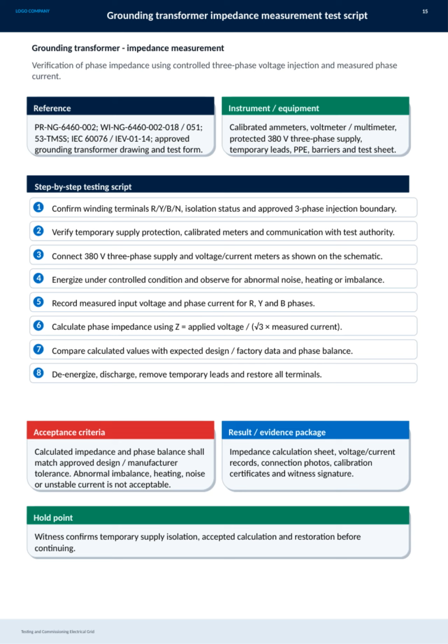The step-by-step procedure begins with confirming the winding terminals and the isolation status, followed by verifying the protection of the temporary supply, the calibration of meters, and communication with the test authority.